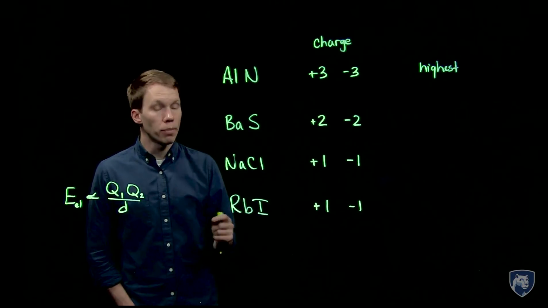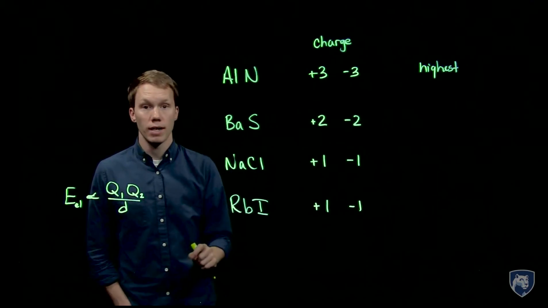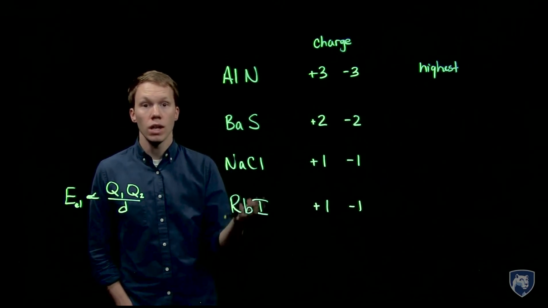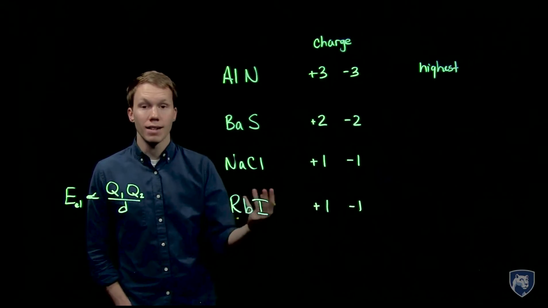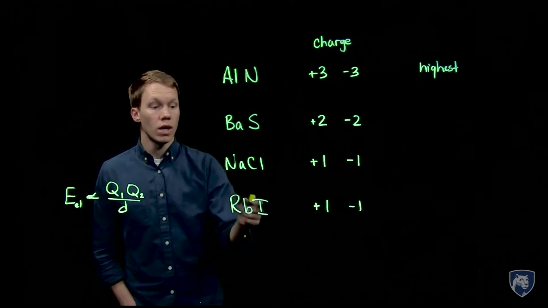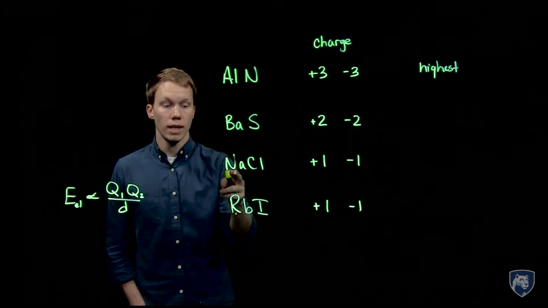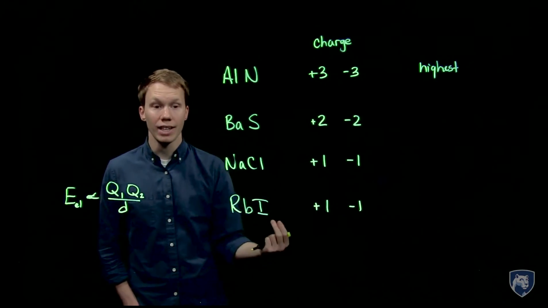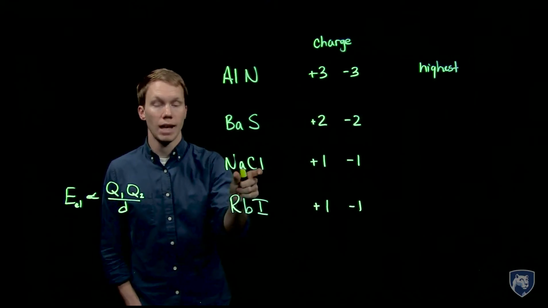So we break this tie by looking at the distance that these ions are separated. And we don't need to know the actual distance for this. We just need to know the trend in ion size, right? As we move down a group, ion size increases. So the fact that rubidium is below sodium in group 1 and iodine is below chlorine in group 7, both rubidium and iodide will be larger than sodium and chloride.